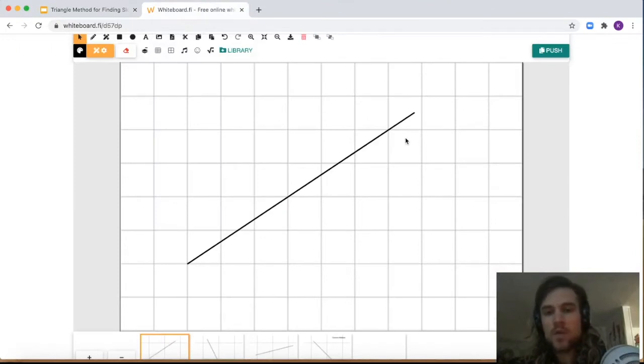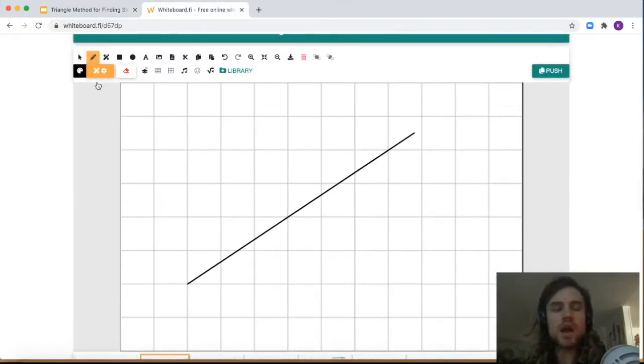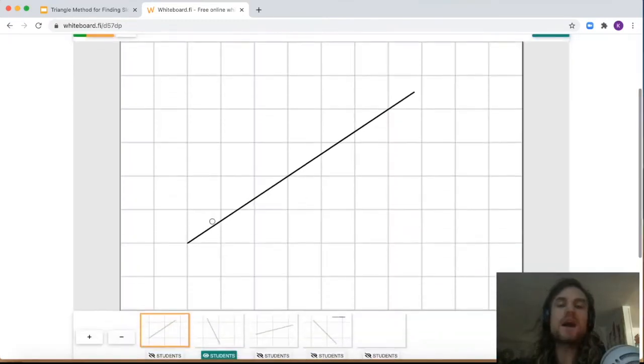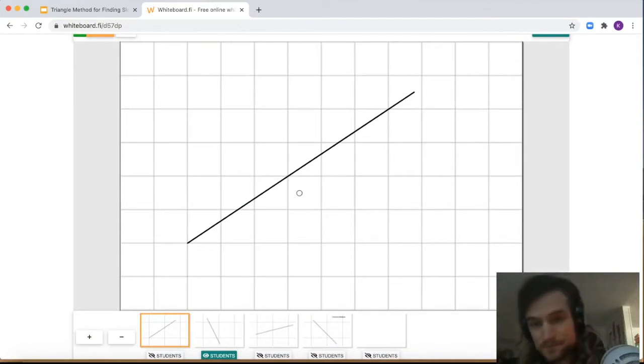Okay, so let's try it out here. We've got our line, and we need to draw a triangle on there. So let's grab a nice color off of our whiteboard.fi. Thank you to Whiteboard for making such a great product.